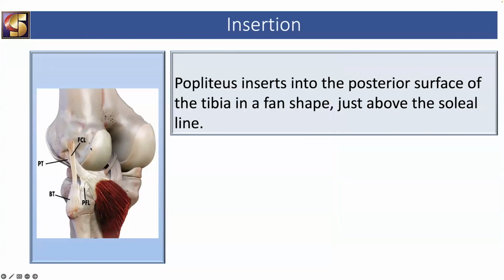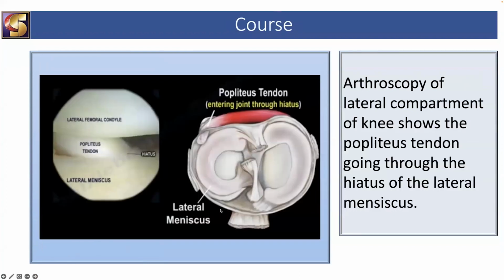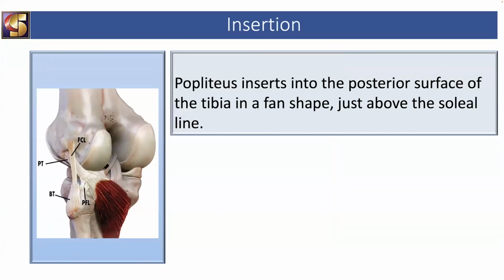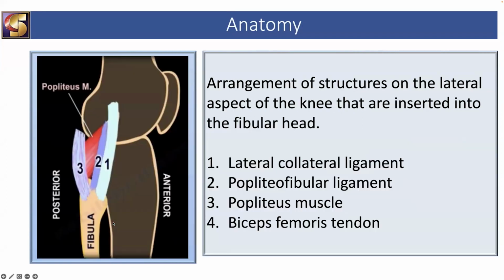Arthroscopy of the lateral compartment of the knee shows the popliteus tendon. We can see a bright tendinous structure going through the hiatus of the lateral meniscus. And the popliteus inserts into the posterior surface of the tibia in a fan shape just above the soleal line.